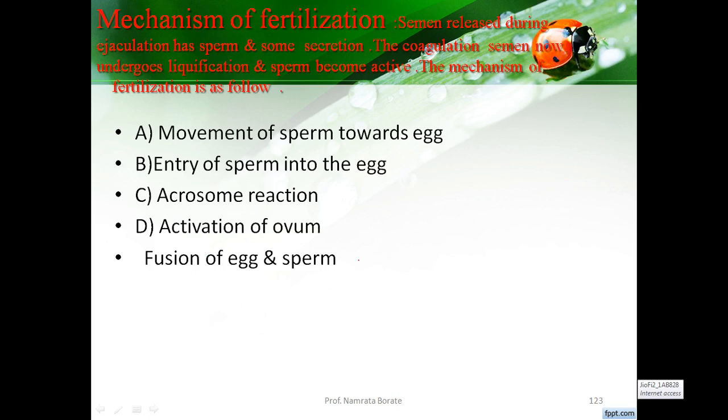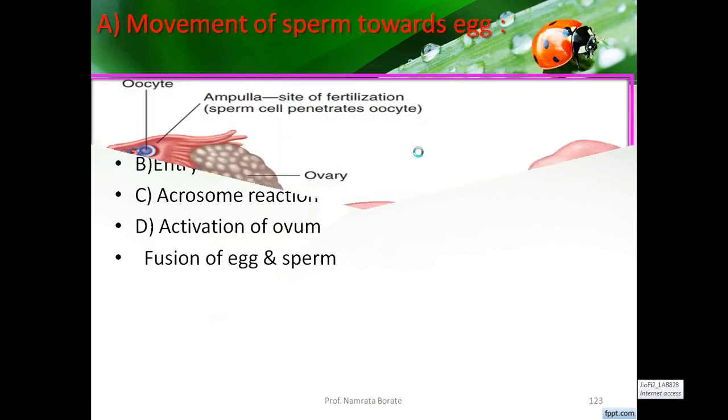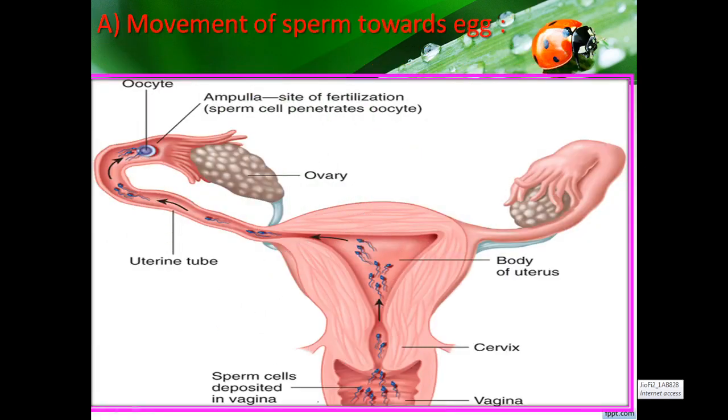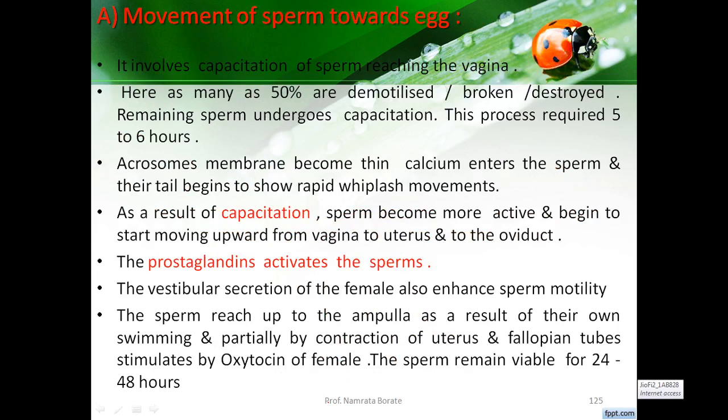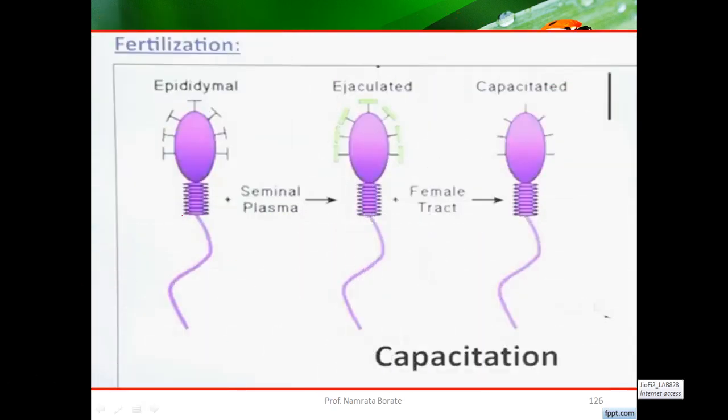The first point is the movement of sperm towards the egg. The movement of sperm involves capacitation of the sperm after reaching the vagina. What is capacitation? When a sperm undergoes a number of changes, it is called capacitation.